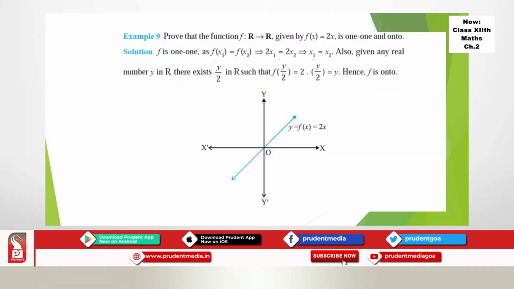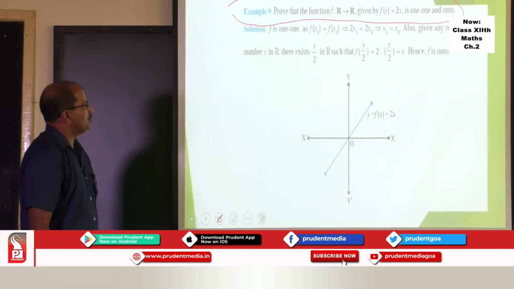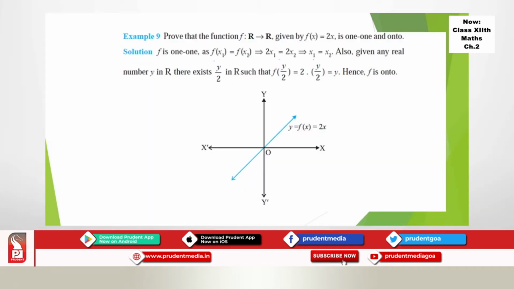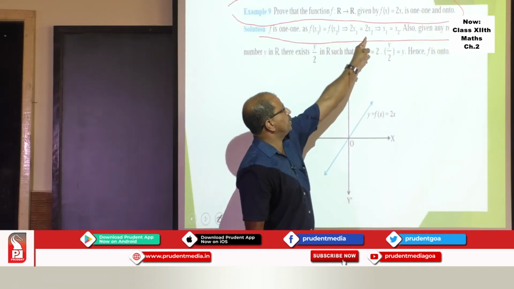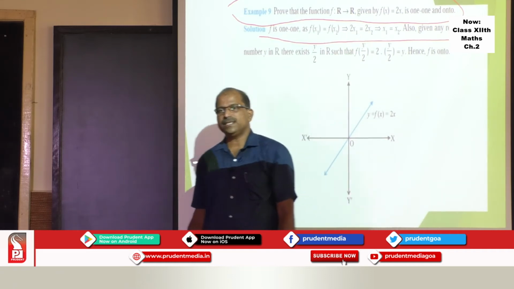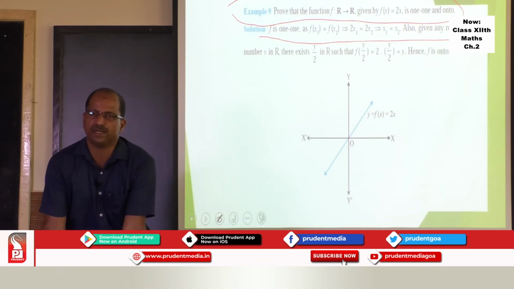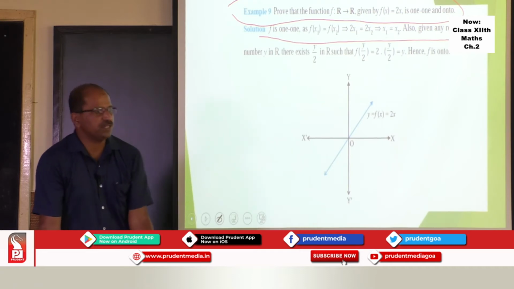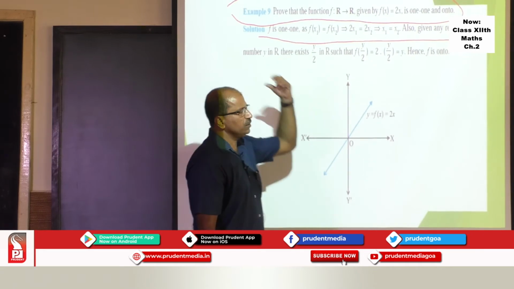Here, I have taken an example. Prove that the function from real set to real set given by f(x) = 2x is 1, 1 and onto. And the solution here is there on the board. What is the definition? If f of x1 is equal to f of x2, and f of x1 is 2x1 and f of x2 is 2x2, so 2x1 is equal to 2x2. You can easily cancel 2 and that will imply x1 is equal to x2. And therefore, f(x) = 2x will become 1, 1 function.